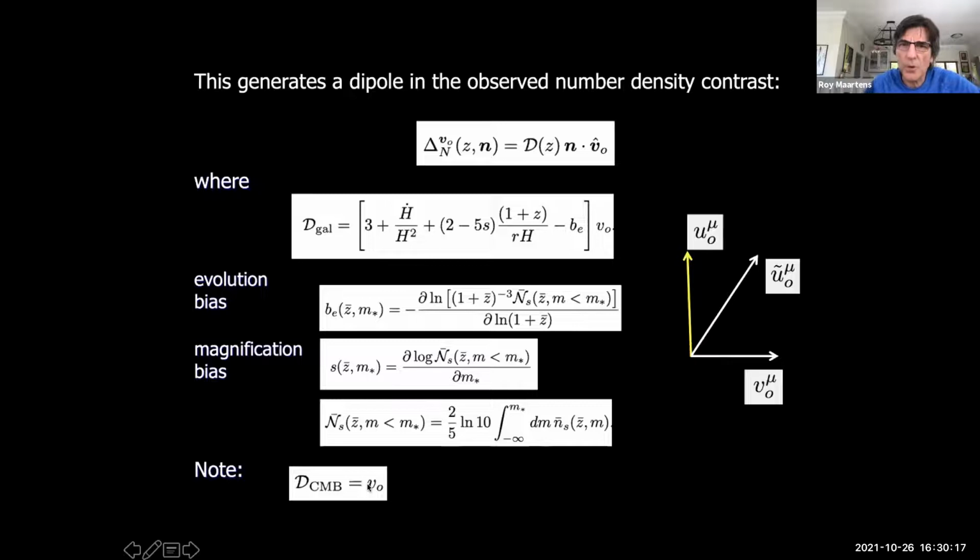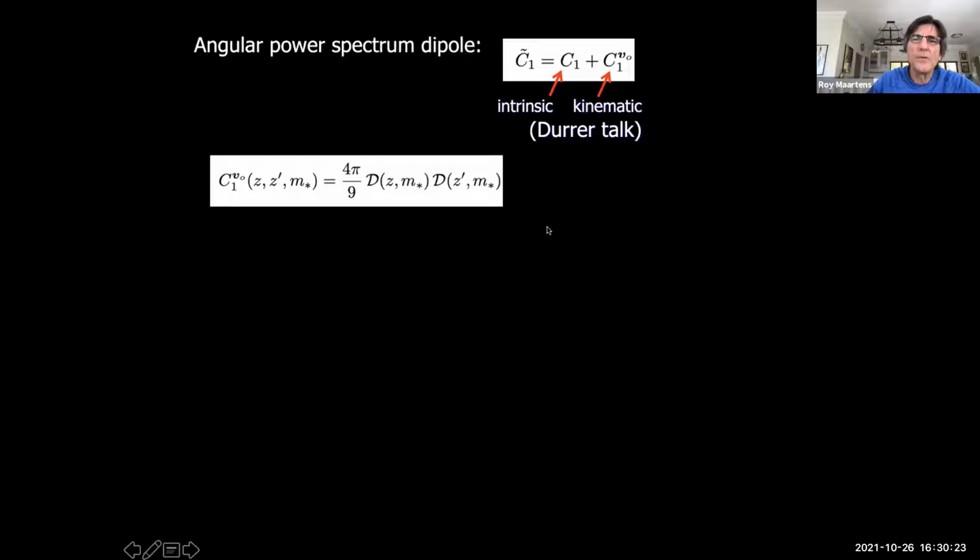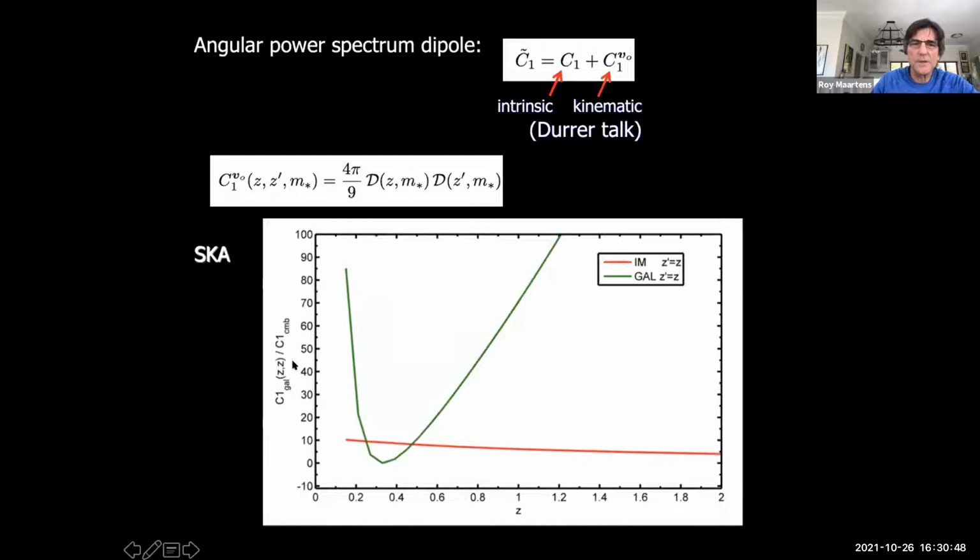So if you wanted to compare with the CMB, let's go to the angular power spectrum. The dipole of the boosted angular power is the intrinsic dipole plus the kinematic dipole. And Ruth will talk in much more detail about this. The kinematic dipole can be given by this expression here, two D factors. So you can actually cross-correlate and you can auto-correlate. And if we look at the autocorrelation of this dipole relative to the CMB dipole, you can see that in principle it can be much bigger and is redshift dependent.